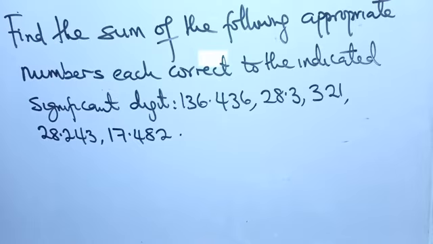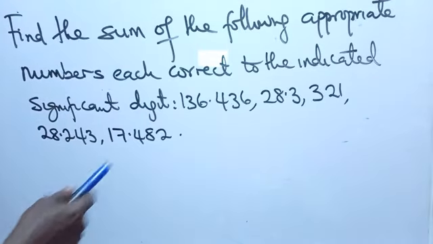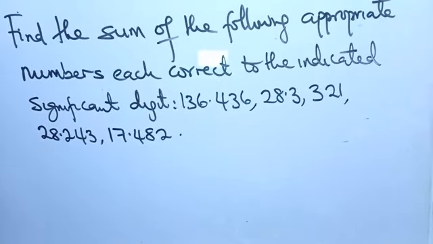Now, the question is, find the sum of the following approximate numbers, each correct to the indicated significant digit: 136.436, 28.3, 321, 28.243, 17.482. Now, as we recall, in numerical analysis, particularly when we're working with computers, there are two basic errors that we may encounter. We have what we call round-off errors, and we equally have what we call the truncation error or chopping error.